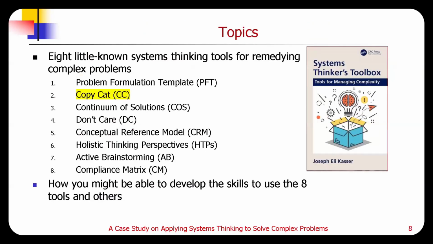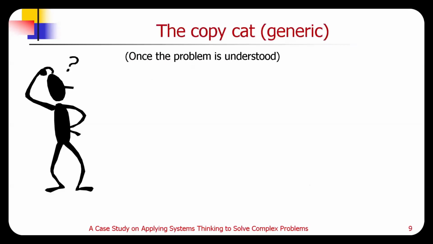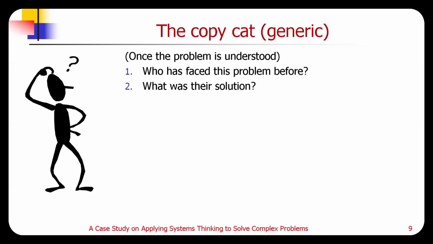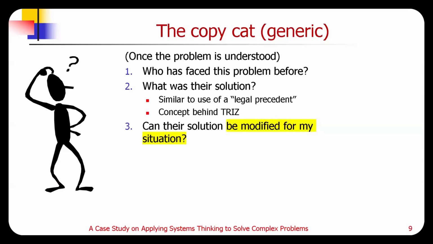So let's move on to the next systems thinking tool, the copycat. When you're faced with a problem, what's the first thing you do once the problem is understood? And this is something that's not generally taught. You ask yourself the question, who's faced this problem before? What was their solution? And this is similar to the use of a legal precedent in law, or TRIZ, if you know what that is. And then you ask the third question, which is the critical question. Can this solution be modified for my situation?